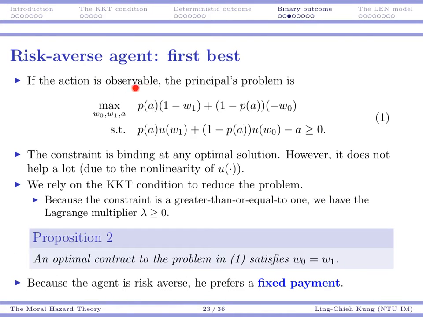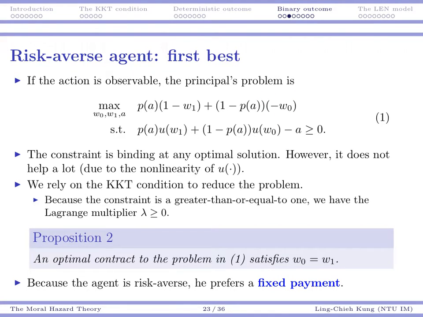So if the action is observable, the principal's problem would be formulated in this way. I'm going to decide three numbers: the action level, and the two payments when the outcome is good and when the outcome is bad. With probability P of A, I will see a good outcome. In that case, I'm going to earn $1 because Q is 1, but I need to pay W1 to the agent. With probability 1 minus P of A, the outcome is bad, and then I earn nothing, because Q is 0, but I still need to pay the agent W0.